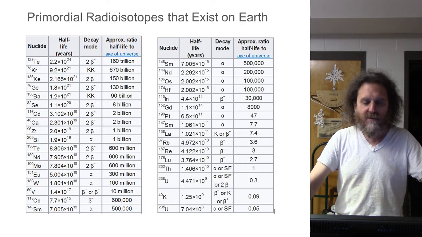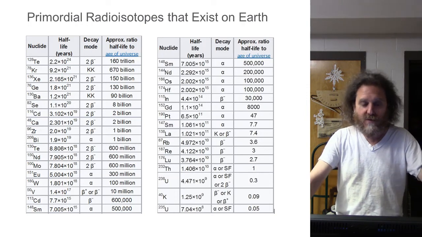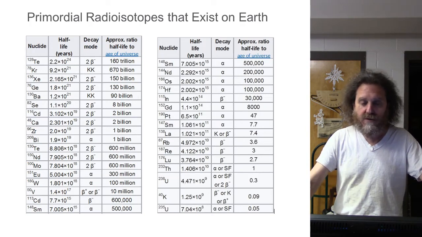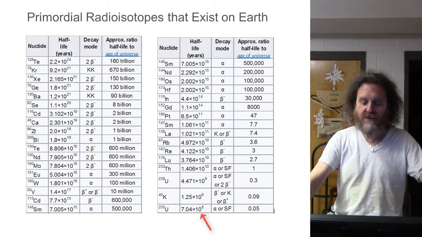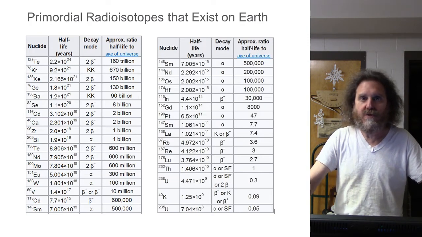Cadmium-116, its half-life is 2 billion times the present age of the universe. So any cadmium-116 that was originally here is still here, or almost all of it. And as you go down the list of half-lives, the shortest is uranium-235, at about 704 million years. That's only about 5% the age of the universe, or about 15% the age of the Earth. So its half-life is shorter than the age of the Earth, but it's still long enough for some of it to have persisted since the formation of the Earth.